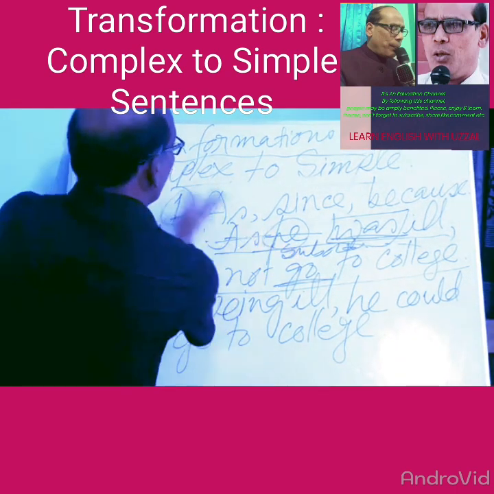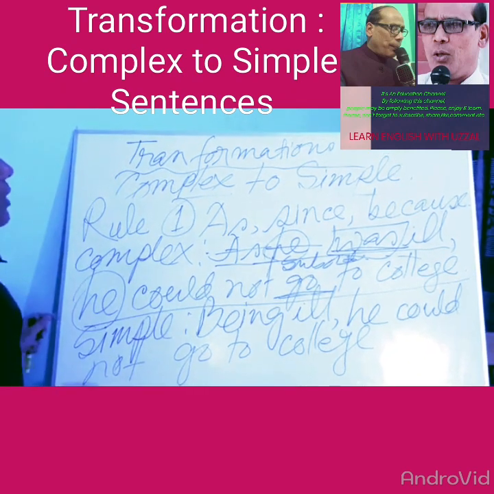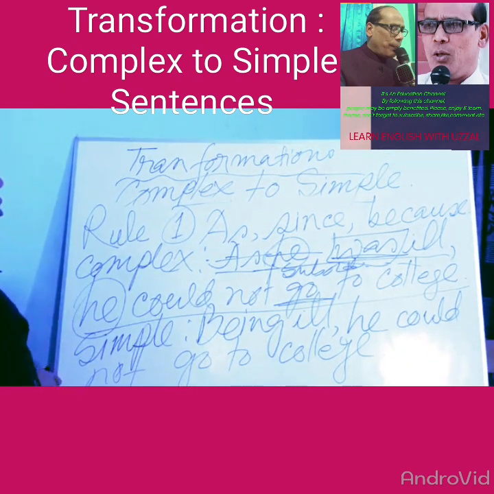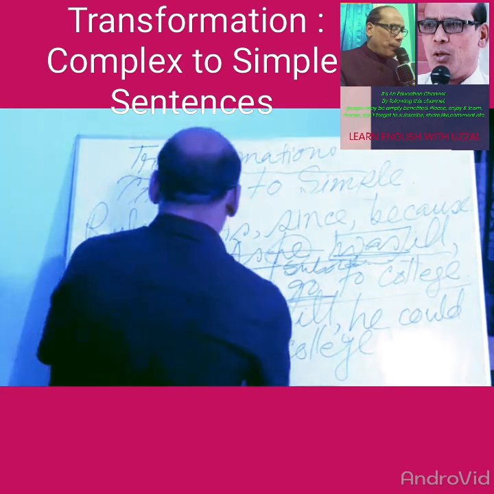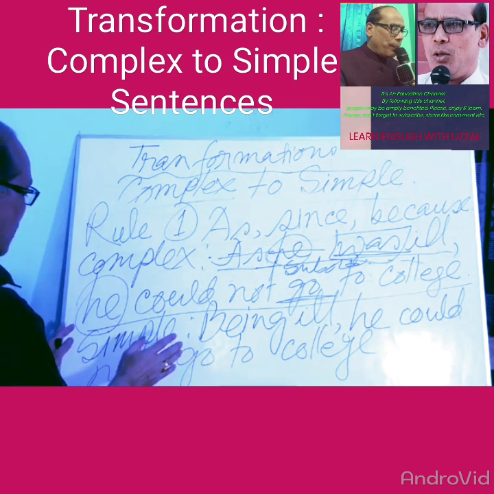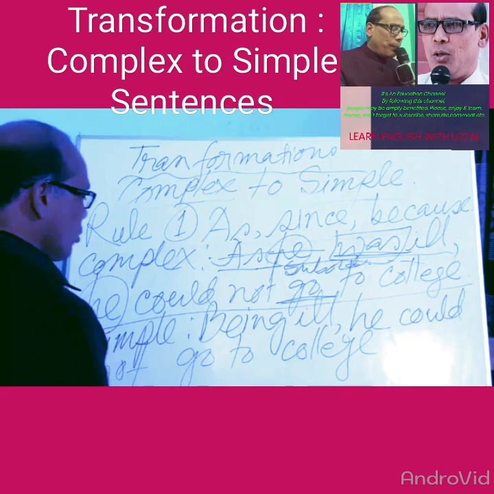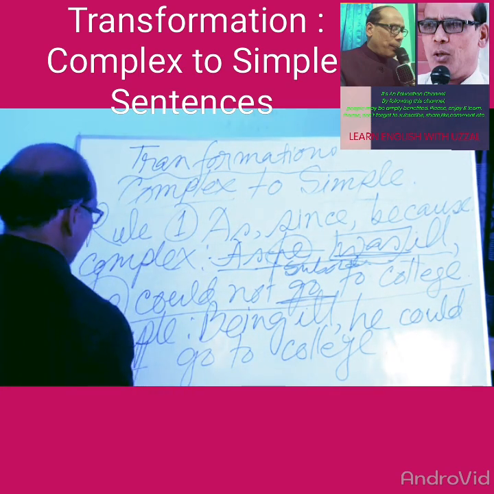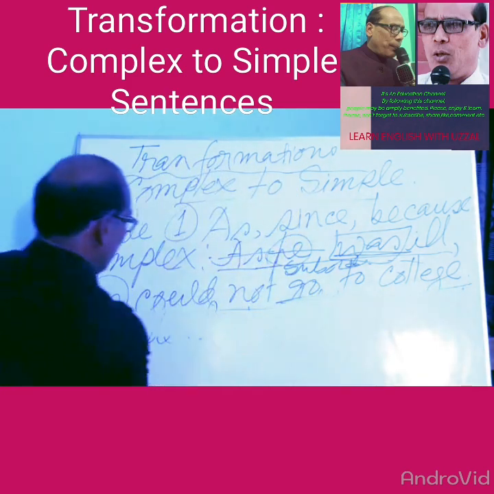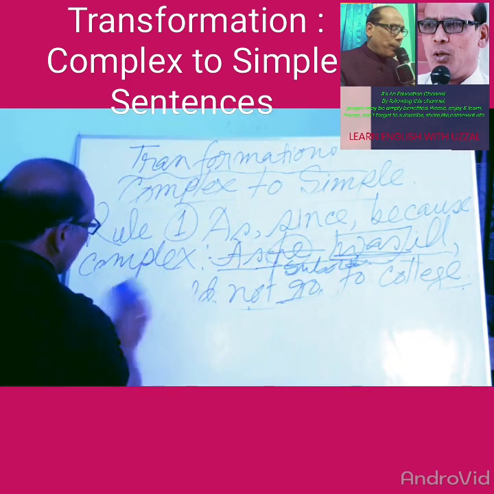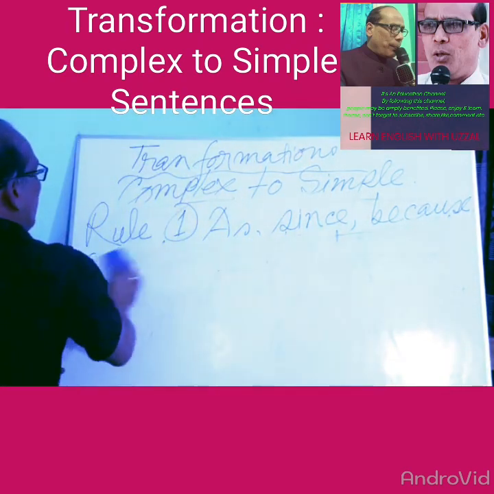As a result, we will have to omit the conjunction as well as the subject, and also the verb will turn into ing form, and accordingly I have done that. Being ill, he could not go to college. I think you are able to understand this. If you follow this minutely, I think it would be very much easy for you to understand.